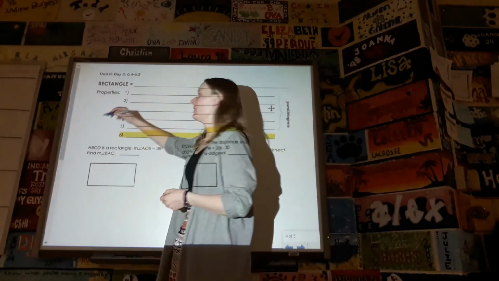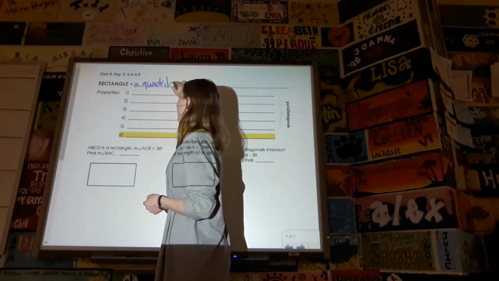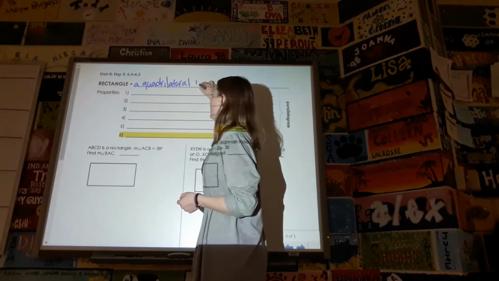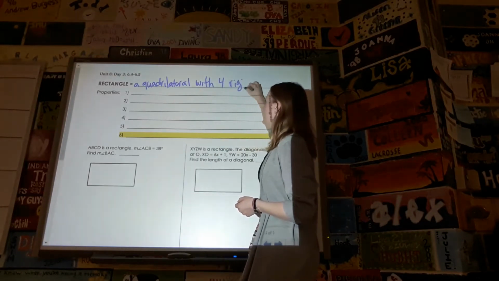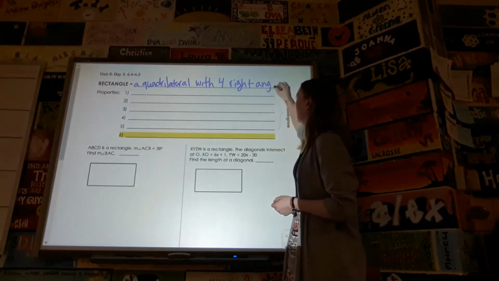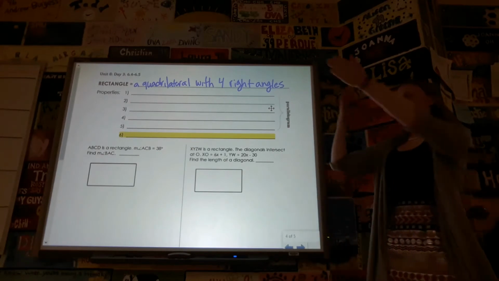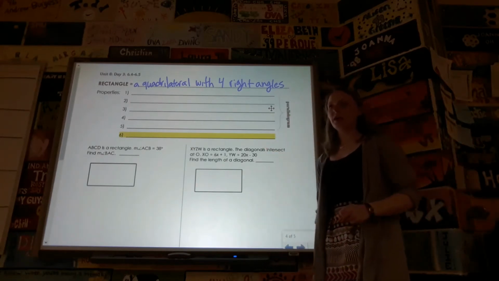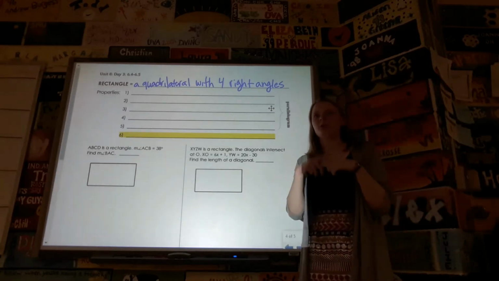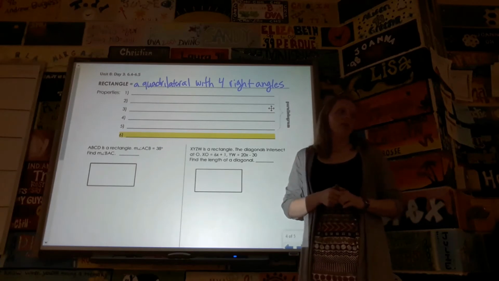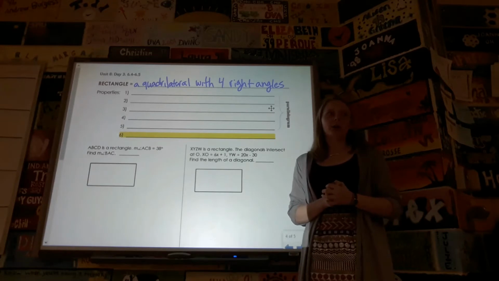So we're going to go ahead and define a rectangle. It is a quadrilateral with 4 right angles. This is all that needs to be happening in a shape for it to be qualified as a rectangle. All it needs to have is 4 sides where all 4 corners are 90 degrees. The relation between the sides is actually irrelevant to describe it as a rectangle. It just needs to have 4 right angles to be qualified as a rectangle.